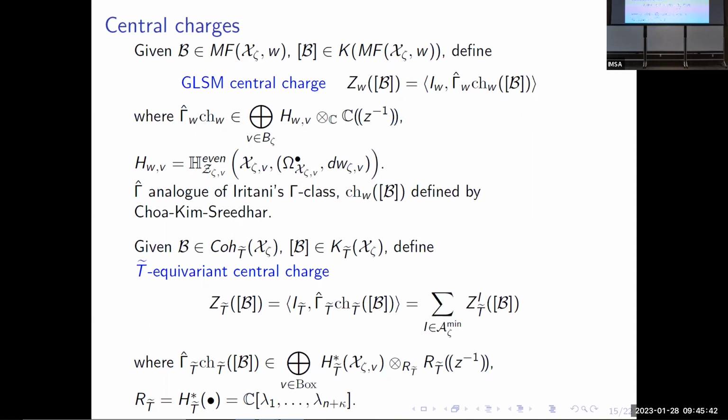Now let's focus on this. So what we will do next is this is the Higgs branch.